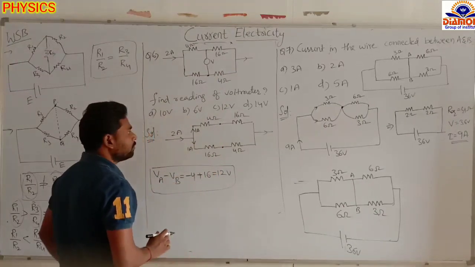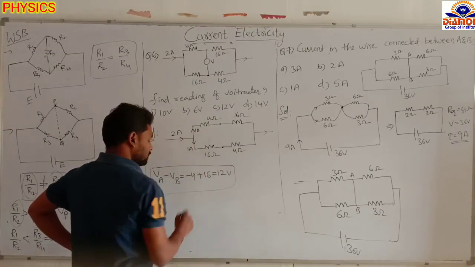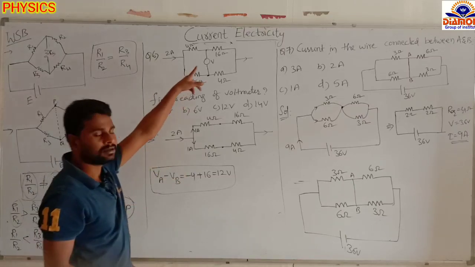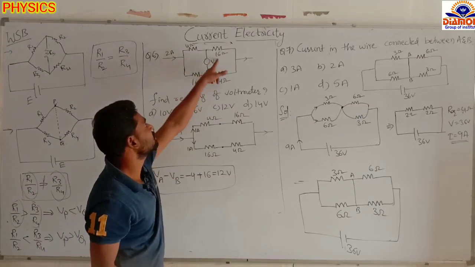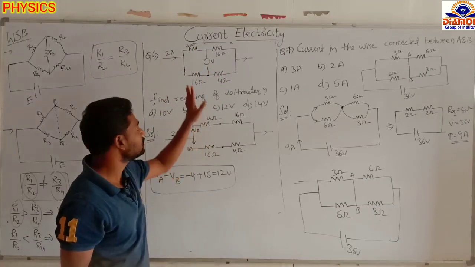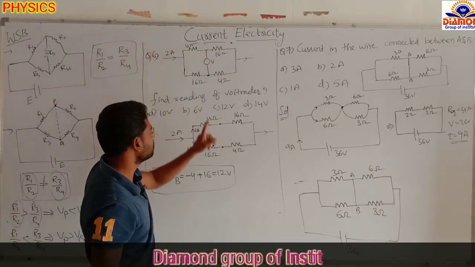If I remove the voltmeter, then 4 ohm and 16 ohm are in series, and 16 ohm and 4 ohm are in series. Now actually this is not a balanced Wheatstone bridge. 4 by 16 means 1 by 4. 16 by 4 means 4. The ratio is not equal. Unbalanced Wheatstone bridge. That's why I am following this method. So first, what we have to do? Remove this branch.